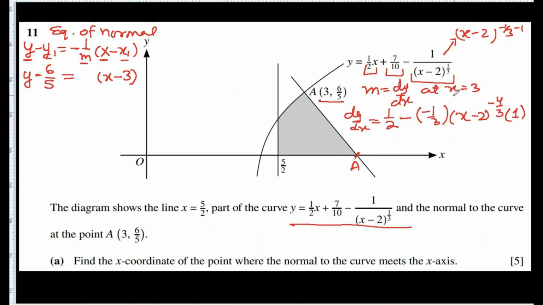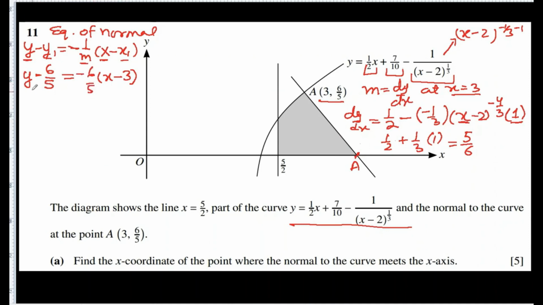Alright, we have to substitute 3 now. So it will be half plus 1/3, and this x will be 3. 3 minus 2 is 1, and 1 to the power anything is 1. So we don't have to bother about this. Multiplied by 1, we don't have to bother about this. So we can forget everything else. Half plus 1/3 is the gradient of the tangent, which is 5 over 6. Now we can't use 5 over 6 here. We have to use the negative reciprocal of it. So it will be minus 6 over 5.